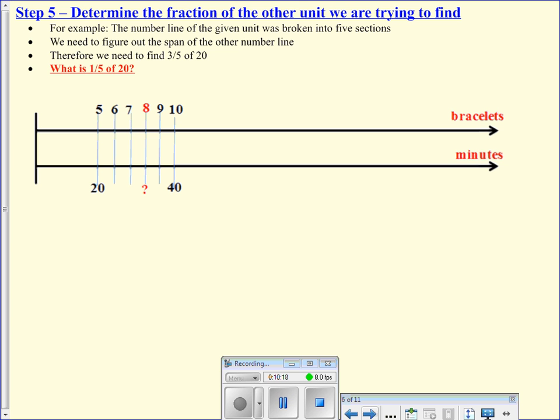Okay. How many sections is that broken into? Some of you were able to see this and figure it out mentally, but that's not always going to work. So gentlemen, you need to pay attention, okay? Stay with me.